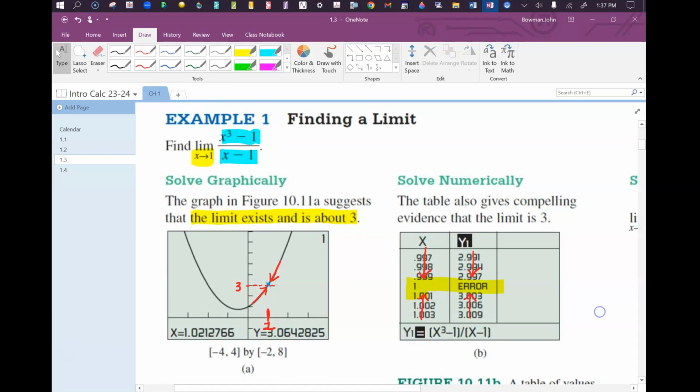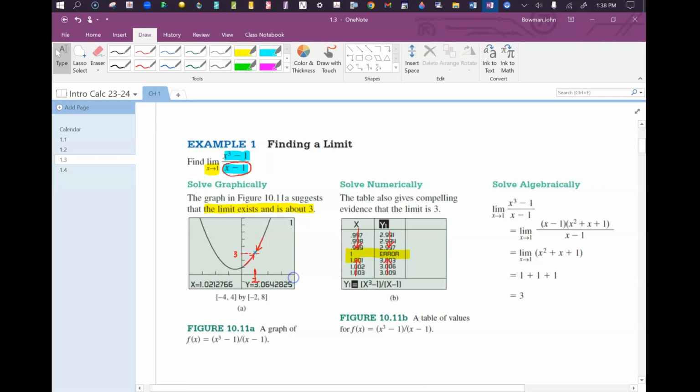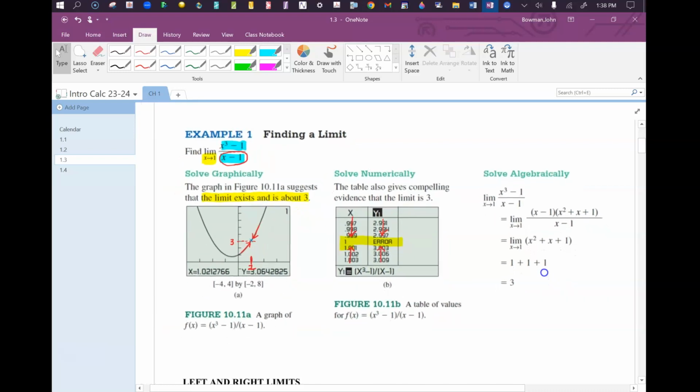Now, you may or may not have thought about that. The reason it does not exist at x equal 1 is because if you put 1 in for x, you get a denominator of 0, and you cannot divide by 0. It's undefined. And then finally, we can approach this one algebraically.